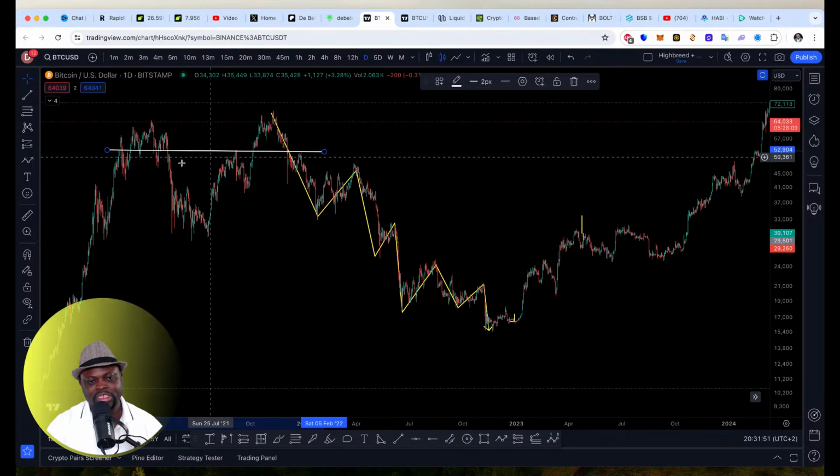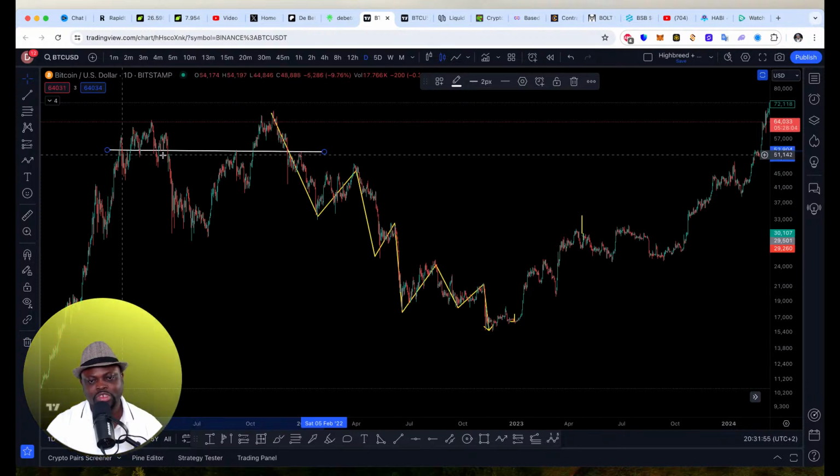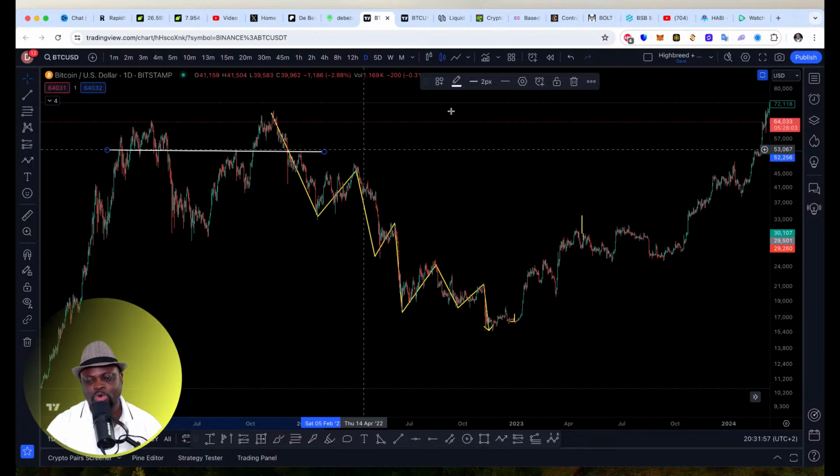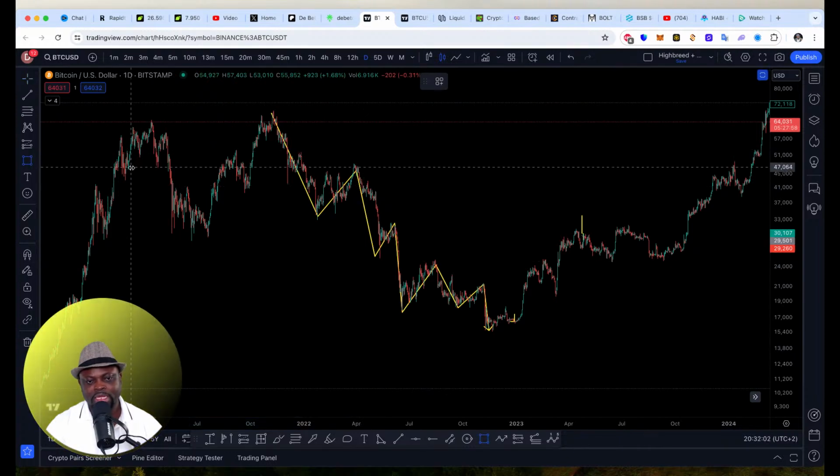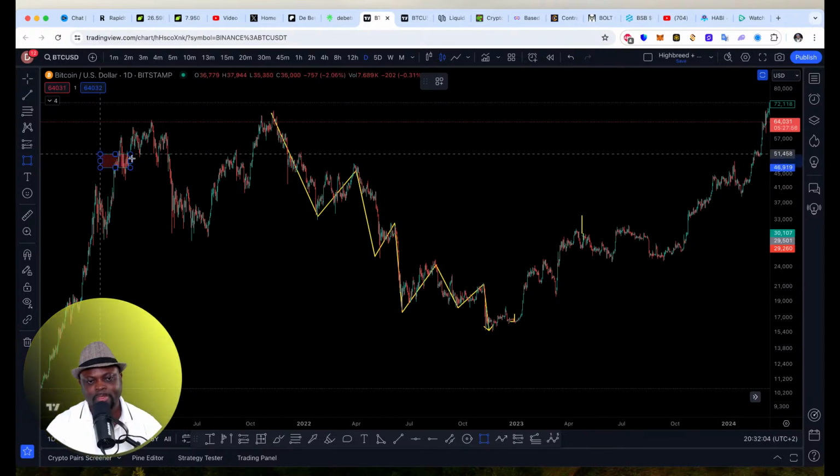Let me just say out of this zone here, you can draw this as a zone. Let me draw this as a zone, so it's gonna be easier. So you can do it like this zone here.